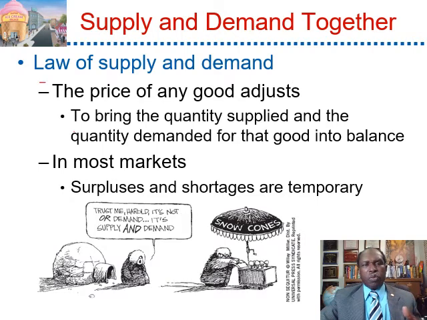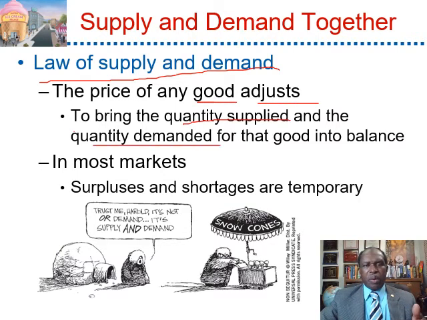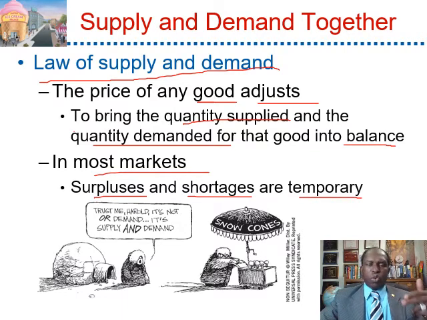The law of supply and demand implies that the price of any good adjusts to bring the quantity supplied and quantity demanded of that good into balance, meaning the quantity supplied will equal the quantity demanded. So in most markets, surpluses and shortages are temporary because the market always goes back to equilibrium, where quantity supplied equals quantity demanded.